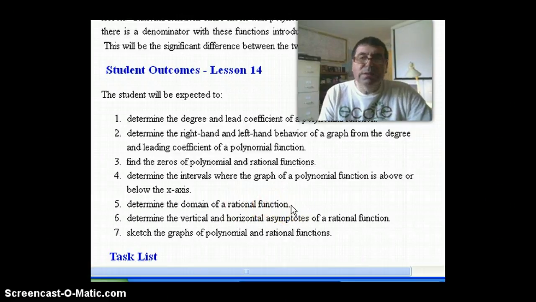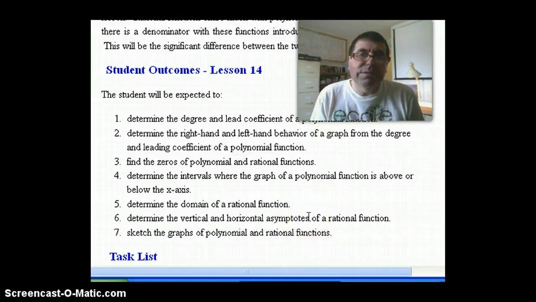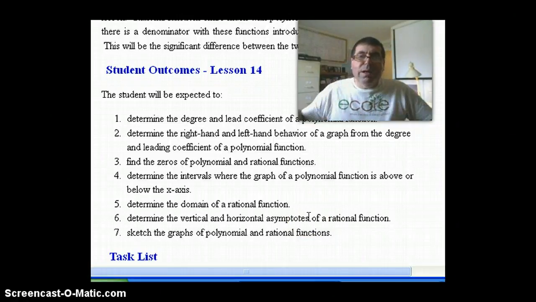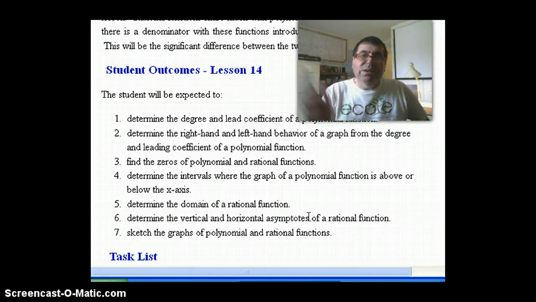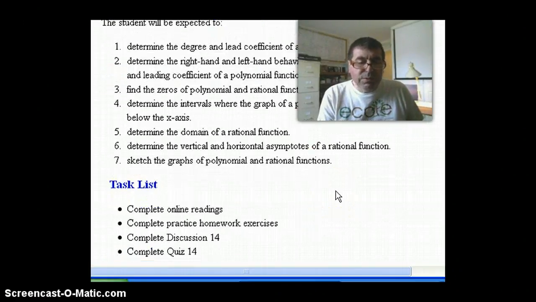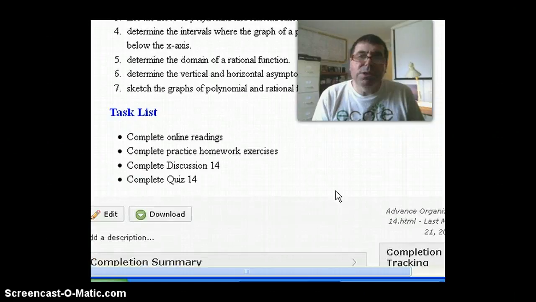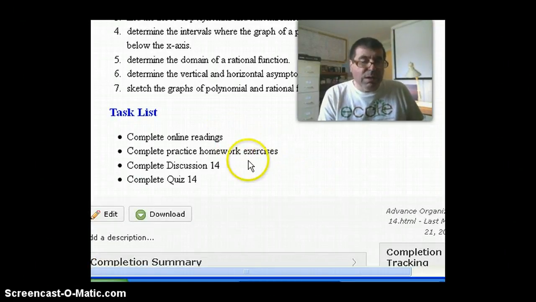The domain. Okay, so remember there are some domain problems with rational functions, and we need to be mindful of that. And then here we're talking about vertical and horizontal asymptotes. So remember, an asymptote is a line that a function approaches, either a horizontal line or vertical line, and we're going to get a little complex, and we're going to talk about slant asymptotes a little bit in this lesson, but not too deep into that. So know those. Please go through the information that you need to on that, and of course here's your task list. Do your readings, do your assignment problems, complete the discussion, and take your quiz.